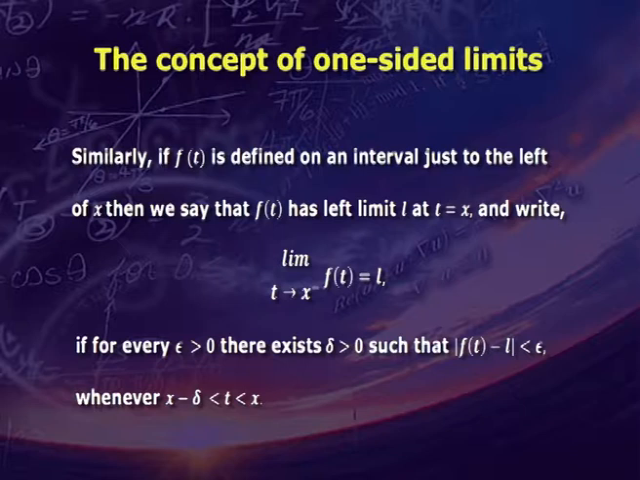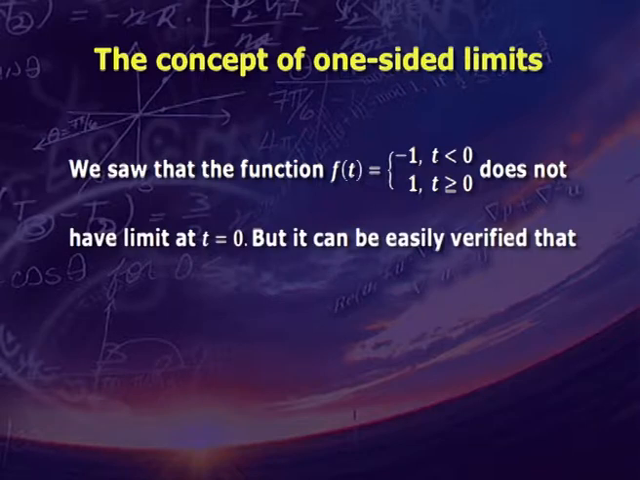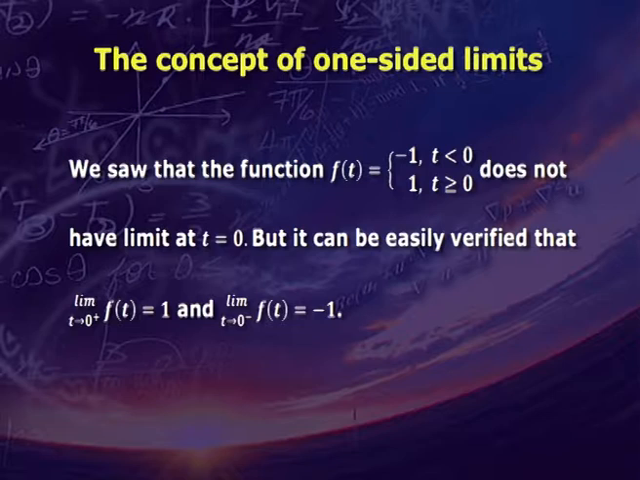We saw that the function f(t) equal to -1 when t is less than 0, and equal to 1 when t is greater than or equal to 0, does not have a limit at t equal to 0, but it can be easily verified that the limit of f(t) as t goes to 0 plus is 1 and the limit of f(t) as t goes to 0 minus is -1.